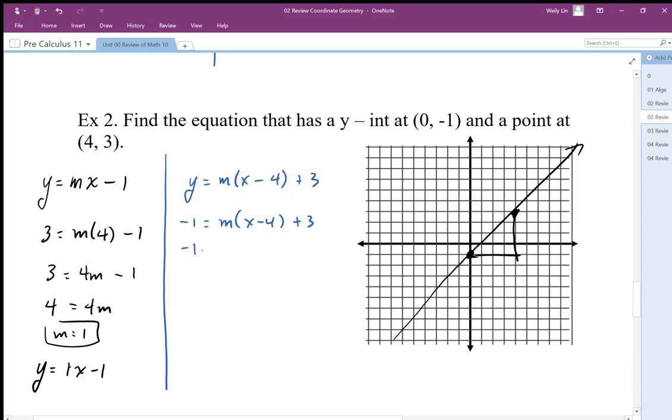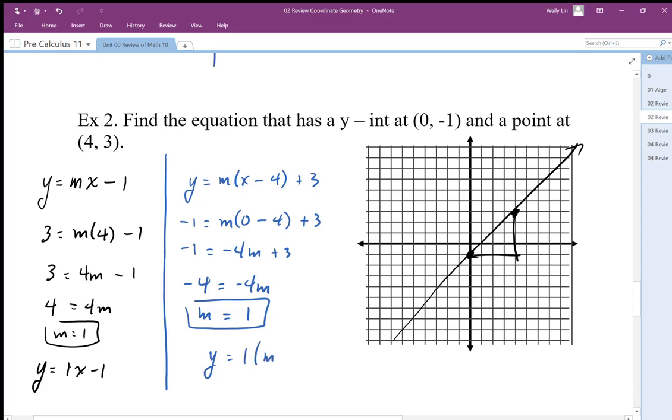And when I solve for m, I get -1 equals m times, it's going to be 0. Okay, x is 0, y is -1, so I end up with -4m is equal to... plus 3 is equal to -1. So -4 is equal to -4m. And I end up with the same result, m equals 1. And then I just leave my equation in the point slope form. Okay, because there's nothing wrong with the point slope form. Now if I was asked what's the y-intercept, I can either plug in 0, or I can just expand and combine like terms there.